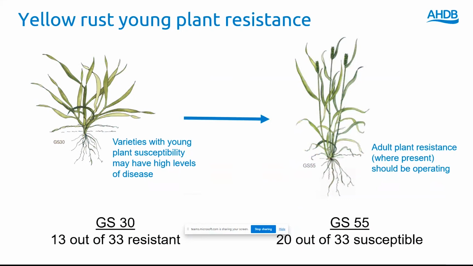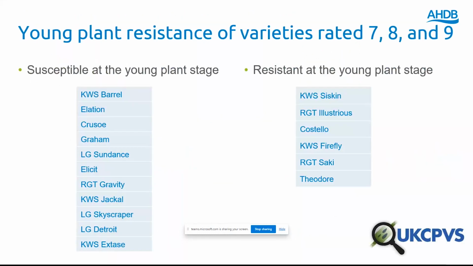So if you're growing a resistant variety that has young plant susceptibility and you see disease on it before growth stage 55, it doesn't necessarily mean the variety is broken down to a new race of yellow rust. And we can see here that quite a few varieties classed as resistant on the RL are susceptible at the young plant stage. So this lists varieties that have main RL ratings of 7, 8 and 9. And on the left are the varieties that have young plant susceptibility, and on the right are the varieties that have young plant resistance. So even though the varieties on the left have good recommended list ratings, we would still expect to see yellow rust in them before around the T2 timing.